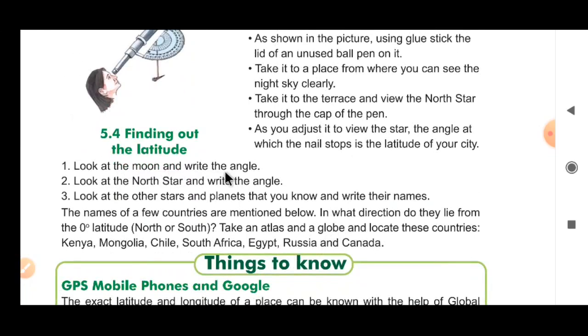Look at the moon and write the angle. Look at the North Star and write the angle. Look at the other stars and planets that you know and write their names. The names of a few countries are mentioned below. In what direction do they lie from the 0-degree latitude, north or south? Take an atlas and globe and locate these countries: Kenya, Mongolia, Chile, South Africa, Egypt, Russia and Canada.